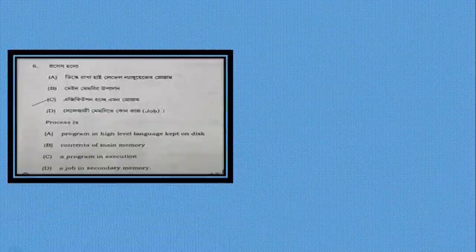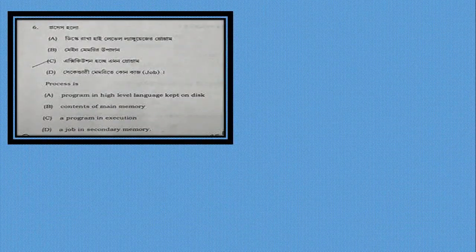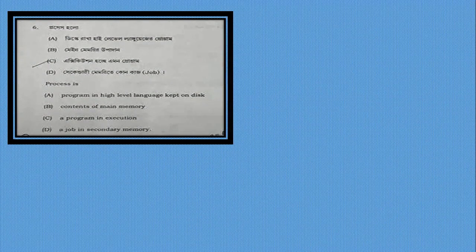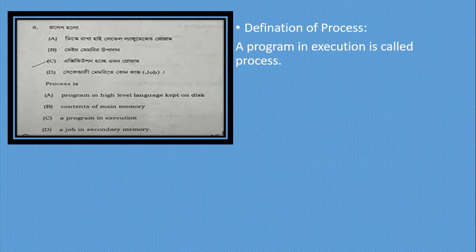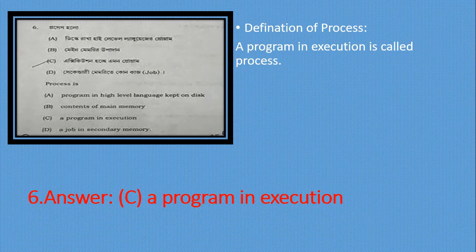Question number 6, process is, program in high level language kept in the disk, contents of main memory, a program in execution, a job in secondary memory. First we see the definition of process. The definition of process is, a program in execution is called process. So the right answer is option C.